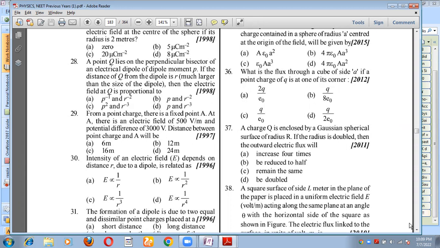Question number 37 says a charge Q is enclosed by a Gaussian spherical surface of radius capital R. If the radius is doubled, then the outward electric flux... So the charge is placed at the center of a sphere, the radius becomes double, and we have to see how the flux changes. Anyone having any answer or clue how to solve this question?